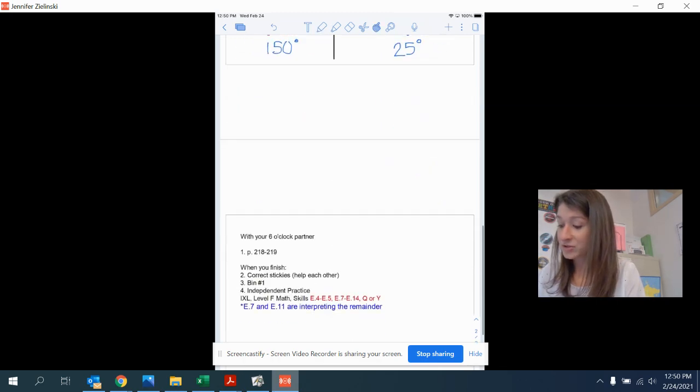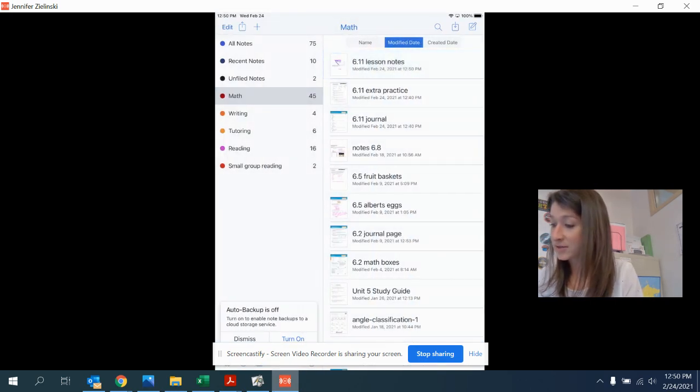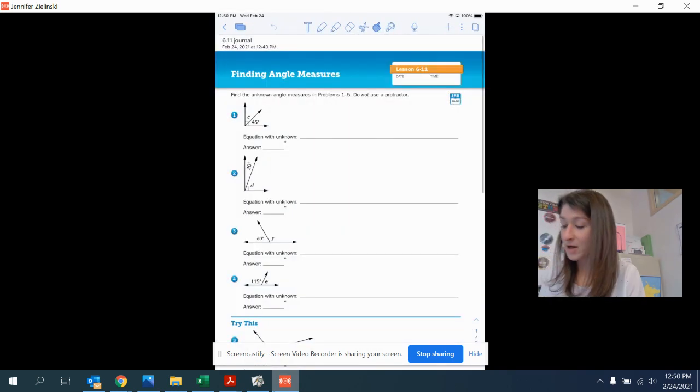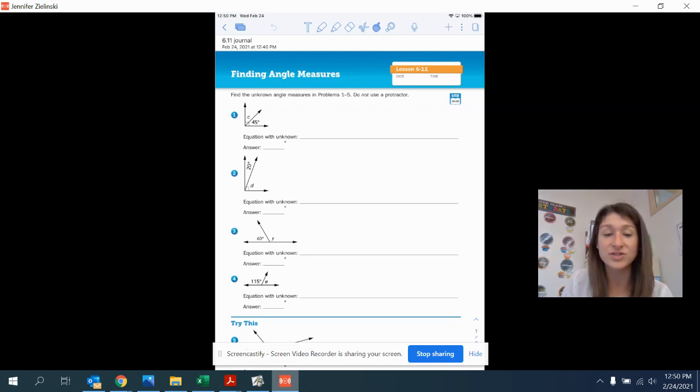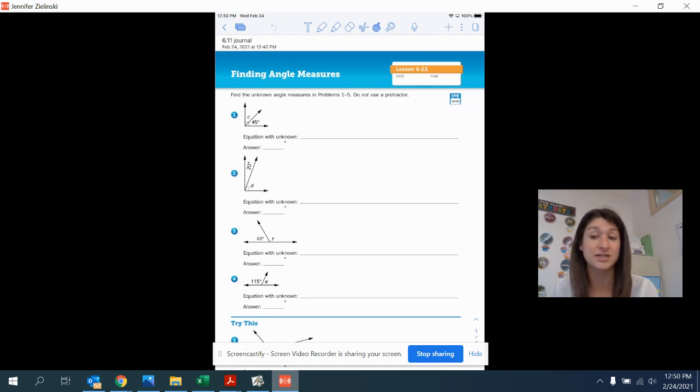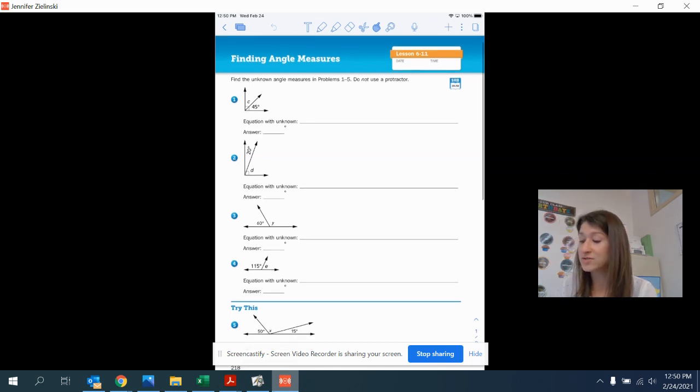Today in your math journal, you are going to be looking at page 218, and you are going to be doing exactly what we just did. You're not using a protractor because you're going to use what you know. You're going to think about, is this a complementary angle, which adds up to 90 degrees, or is it a supplementary angle, which adds up to 180? Remember, complementary, we're going to be looking for that right angle, and supplementary, we're going to be looking for that straight angle.